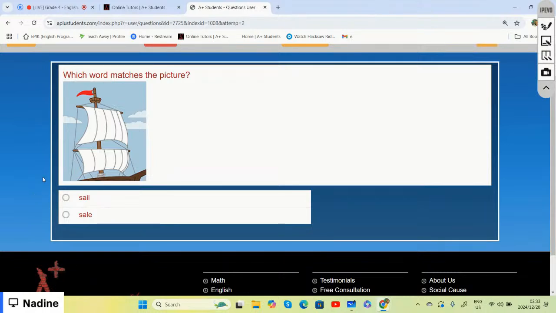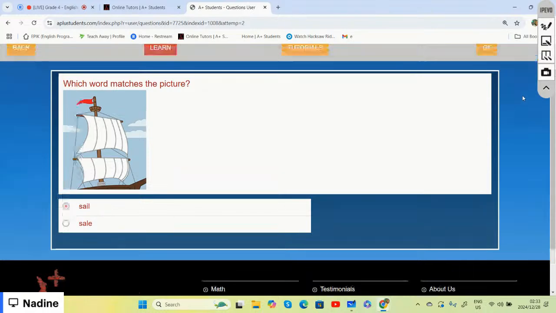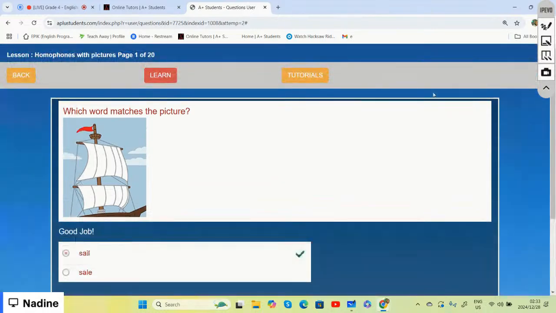And if we were to match the picture with the correct word, or match the word with the picture, then it is option one, sail. All right, so sailing is to do with a boat.